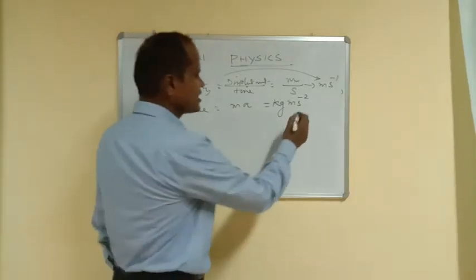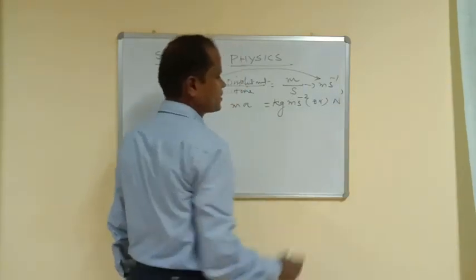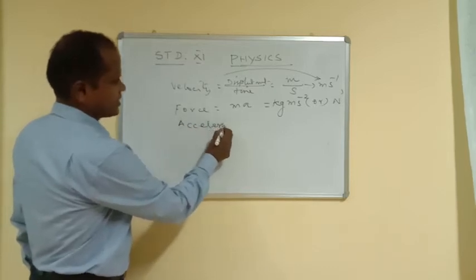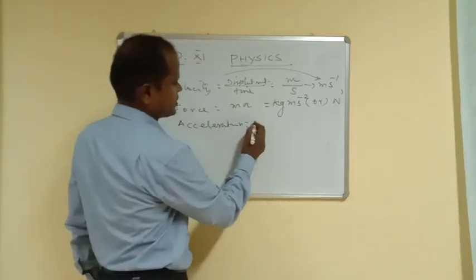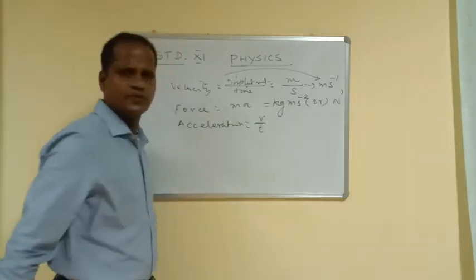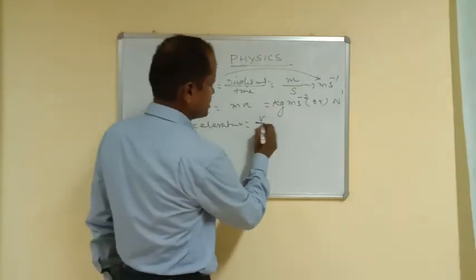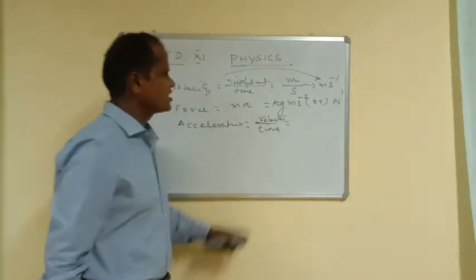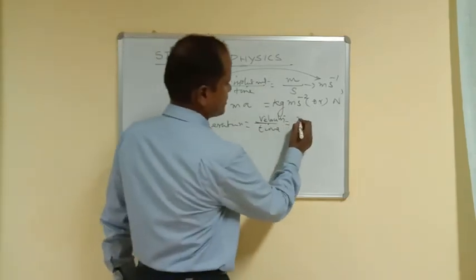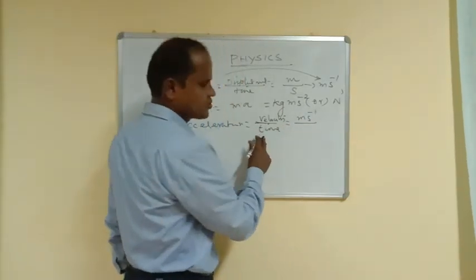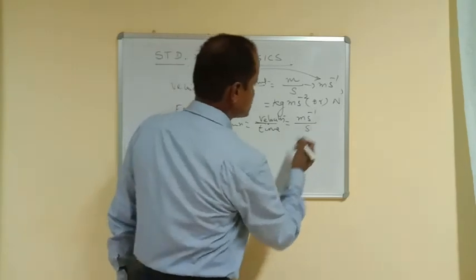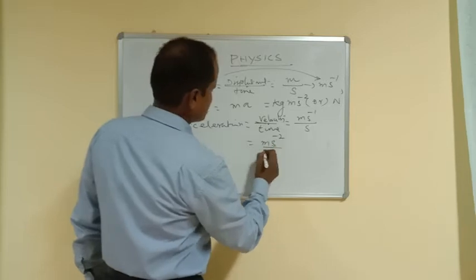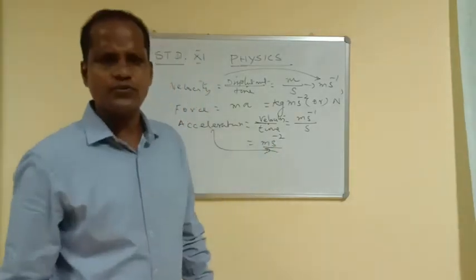So another simple unit is there. That is what? Newton. So here you can see acceleration. What is acceleration? Acceleration is equal to velocity by time. What's the unit of velocity? Already we have derived, meter second inverse. What's the unit of time? Second. So you can write meter second to the power minus 2. So this is the derived unit of acceleration.